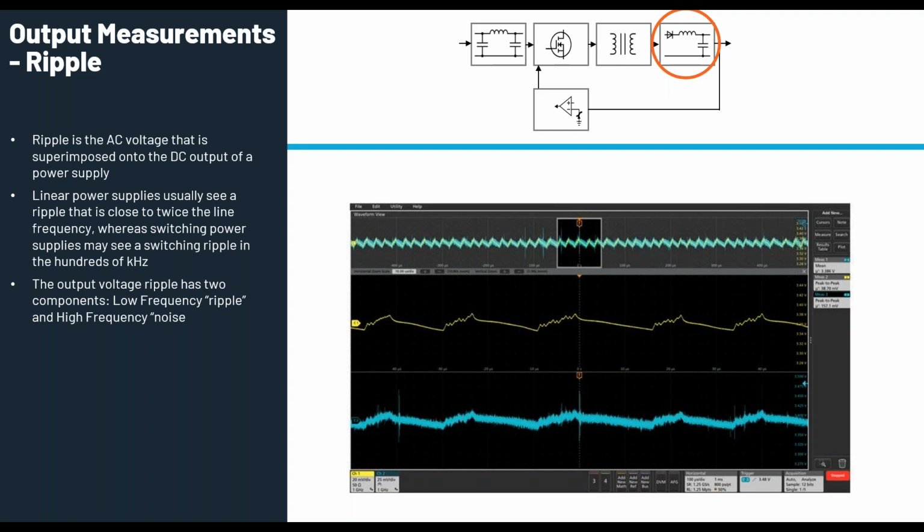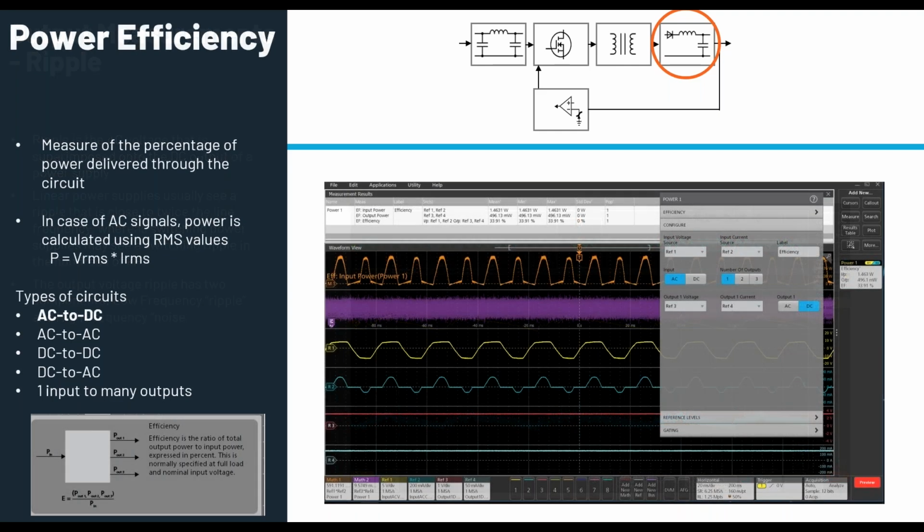So a couple of things to look at with ripple: what is my peak to peak value of ripple? What is the RMS value of ripple? And at which frequencies is this ripple present? Measuring that gives us a lot of ideas about our output section, and we can optimize that by looking at these values. Other than ripple, I think the most important measurement here is the efficiency of the power supply.